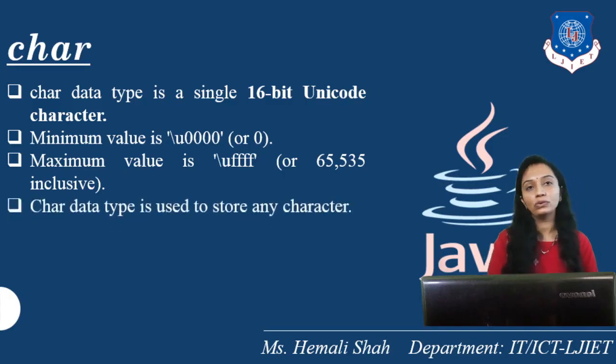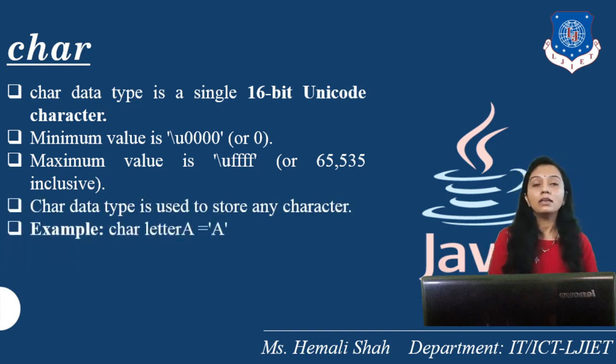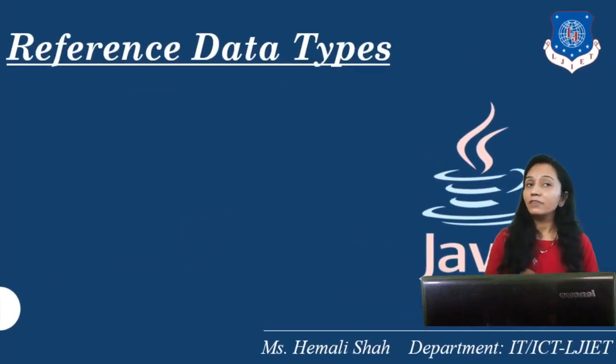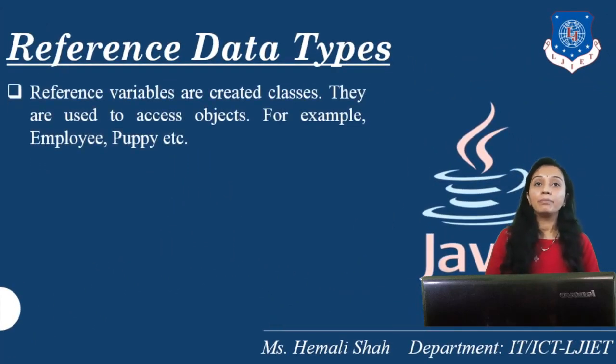Now the char data type is used to store any character, and if you want to store some character, you have to use single quotes, like I have used in this particular example: char, then variable name letterA, and assign the character A to letterA. For that I have used single quotes, and between the single quotes I put the character that I want to store in letterA, right? Now the reference data type. The reference data type is basically created by using classes, and arrays are also called reference data types.